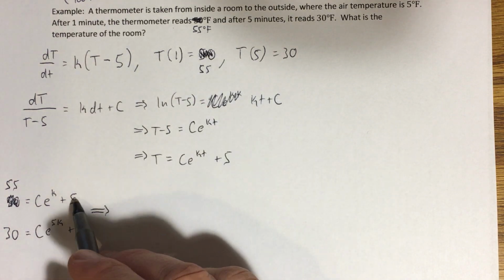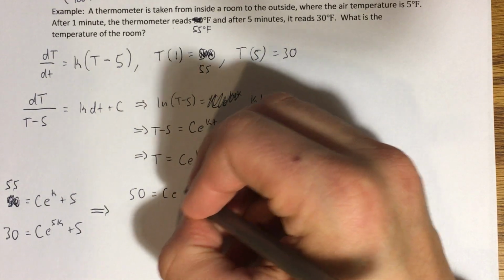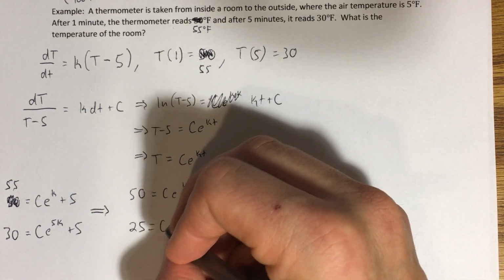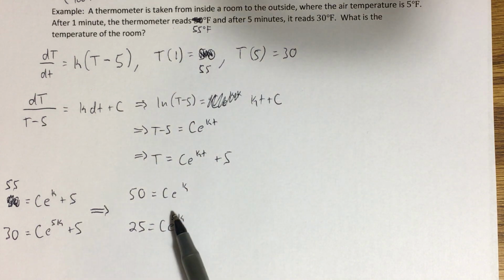Let's subtract the 5 from both sides in both cases. I get 50 equals c e to the k. In that case, 25 equals c e to the 5k. Okay, now I have two unknowns still, c and k.